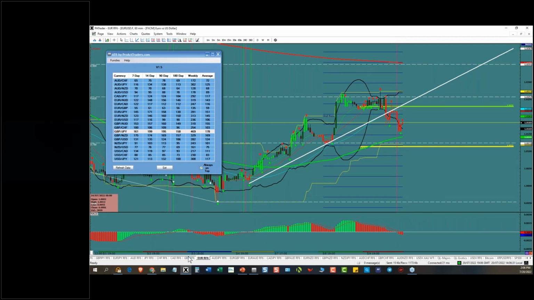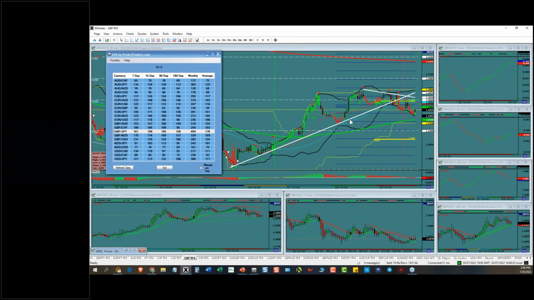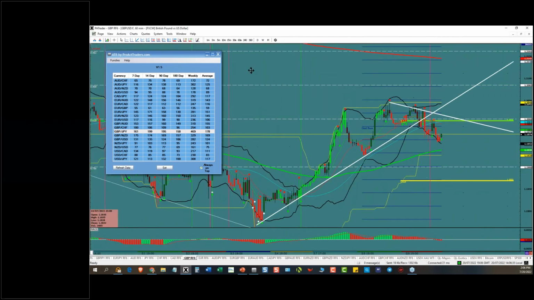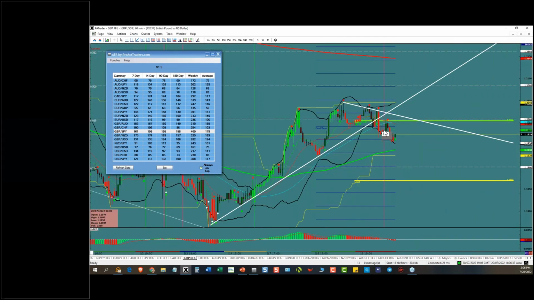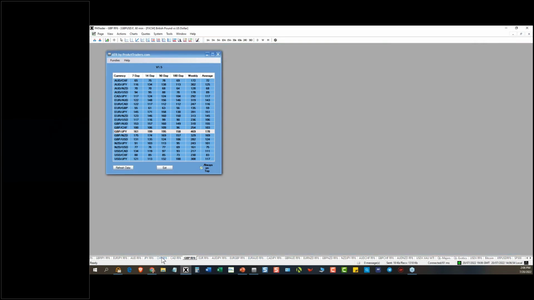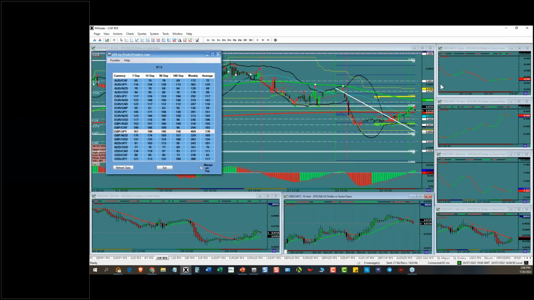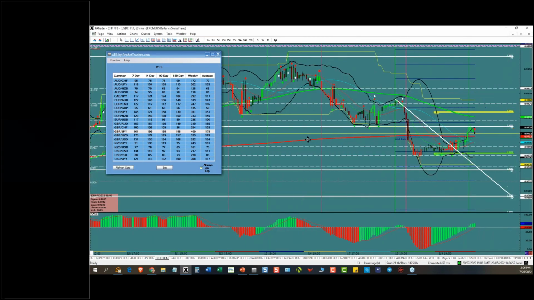Pound dollar, it's headed down. There we go. As you see, we got about 40 pips so far, with three more positions to go in. Why? Because the chart tells you where those positions go in. Let me go over to, let's see, dollar Swissy's halfway to target right now.